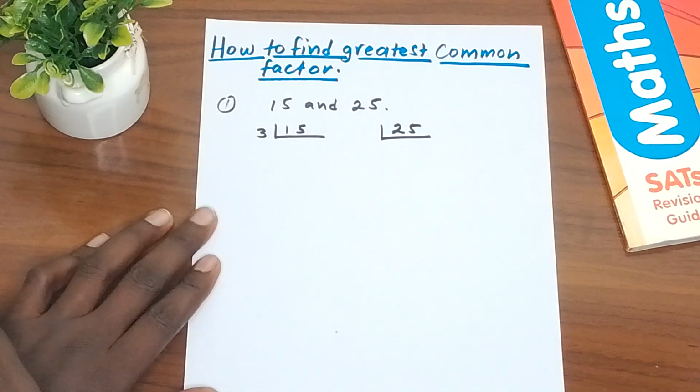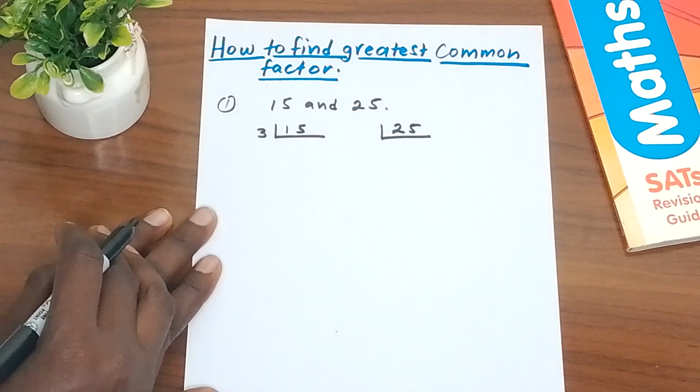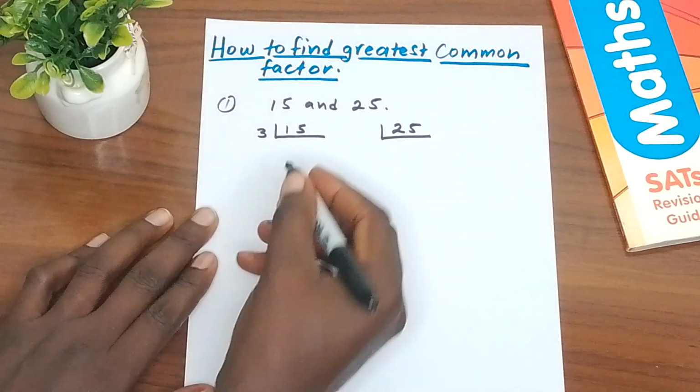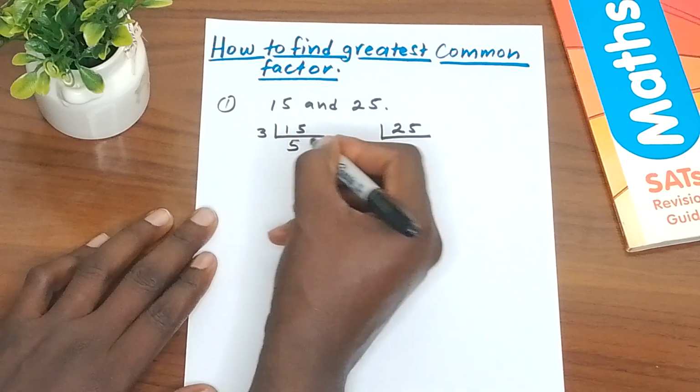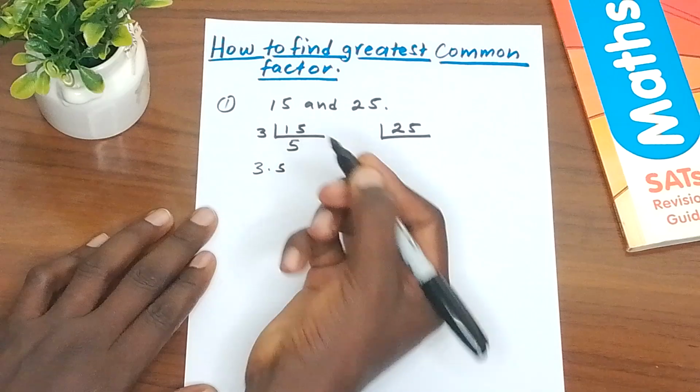So I'm going to factorize this number with the first prime number. Remember, the prime numbers, we have 2, 3, 5, 7, 11, and so on. So we start with a factor that can be divided into 15. So 15 cannot be divided by 2, so we take 3. So 15 divided by 3, we get 5. This means that the factors are 3 and 5 here.